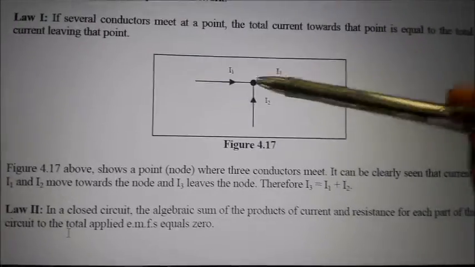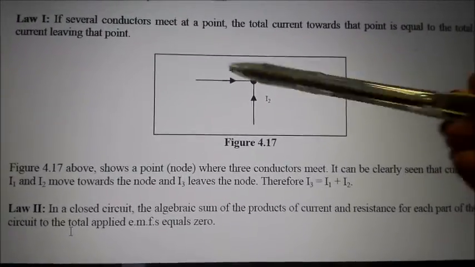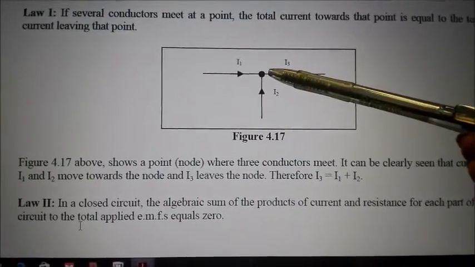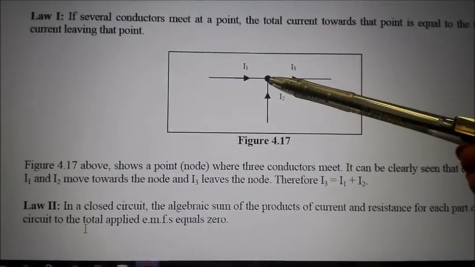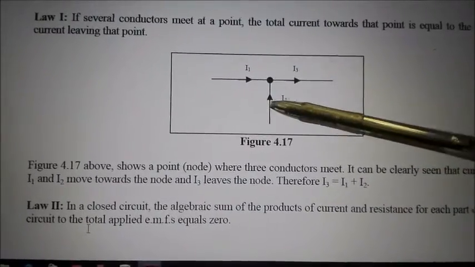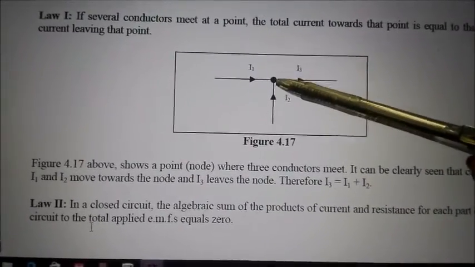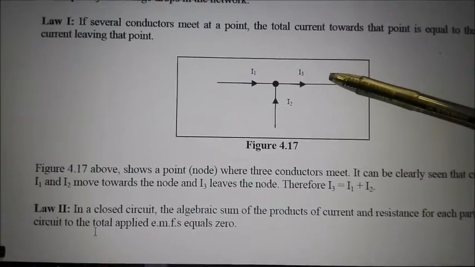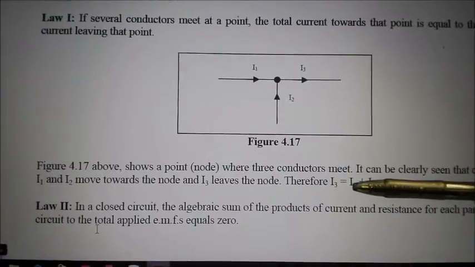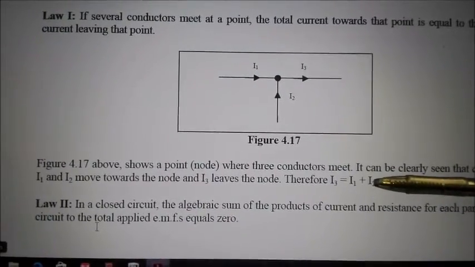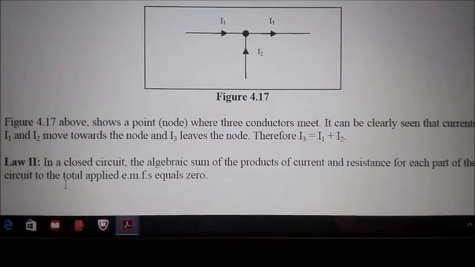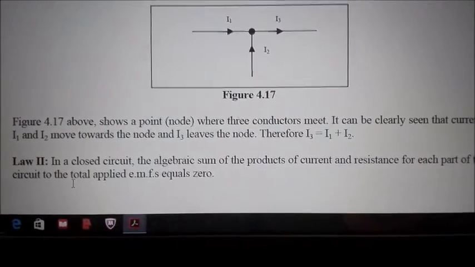If we take this point here, which is a piece of a circuit, as this point indicated by the black represents our reference, we see that current 1 is entering, current 2 is entering, and current 3 is exiting. Therefore, we can summarize by saying that current 3 is equal to the sum of current 1 plus current 2. Law 2 further goes on to talk about the voltage drop.